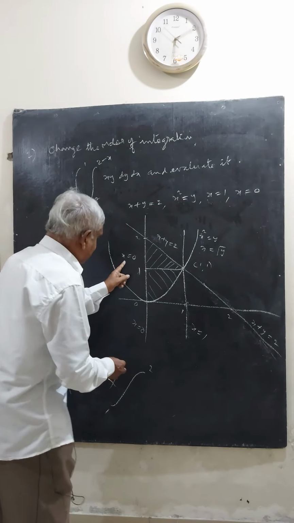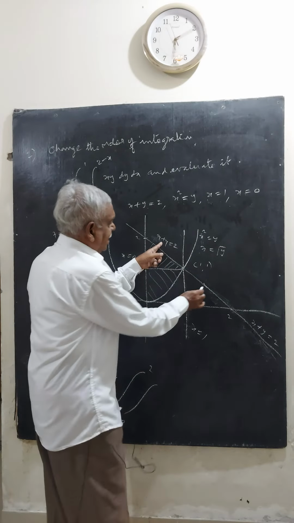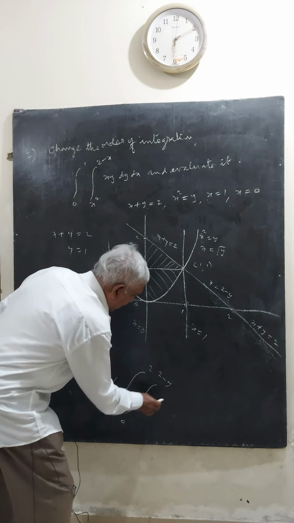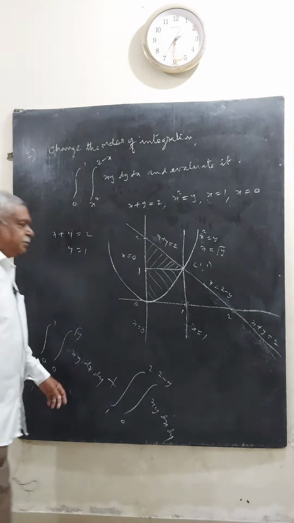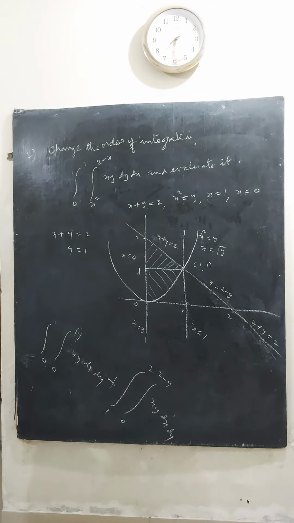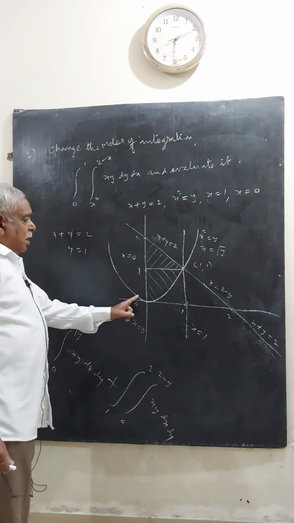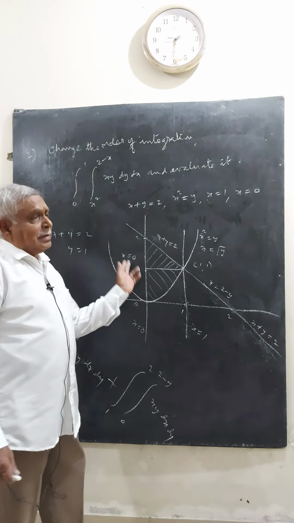Left is the curve x equal to 0. Right x is x equal to 2 minus y. So xy dx dy. Again I am telling, we are taking limits on the y-axis. First limit, y from 0 to 1. X is left to the right.